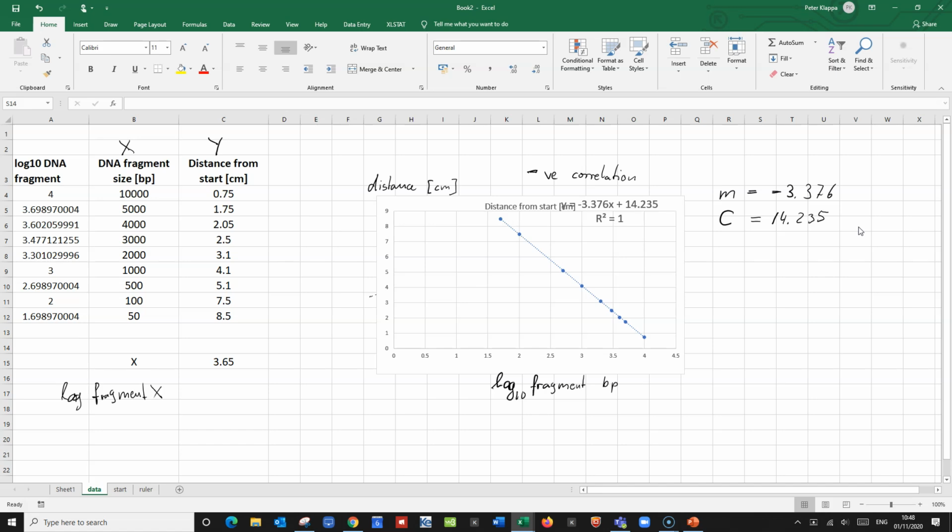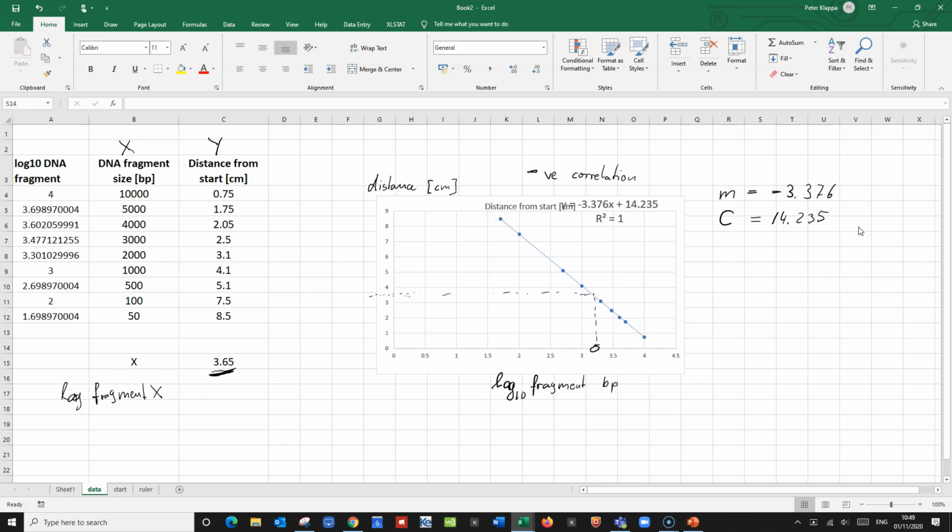Fragment X. So we know that fragment X has traveled 3.65 centimeters. So we could go over here and where we hit the standard curve, and we can go down here. But we need to be aware that this is not the fragment size X that we are reading here. We are actually reading the log of the fragment size. So we need to be aware of that. But we can also calculate the log of the fragment size.